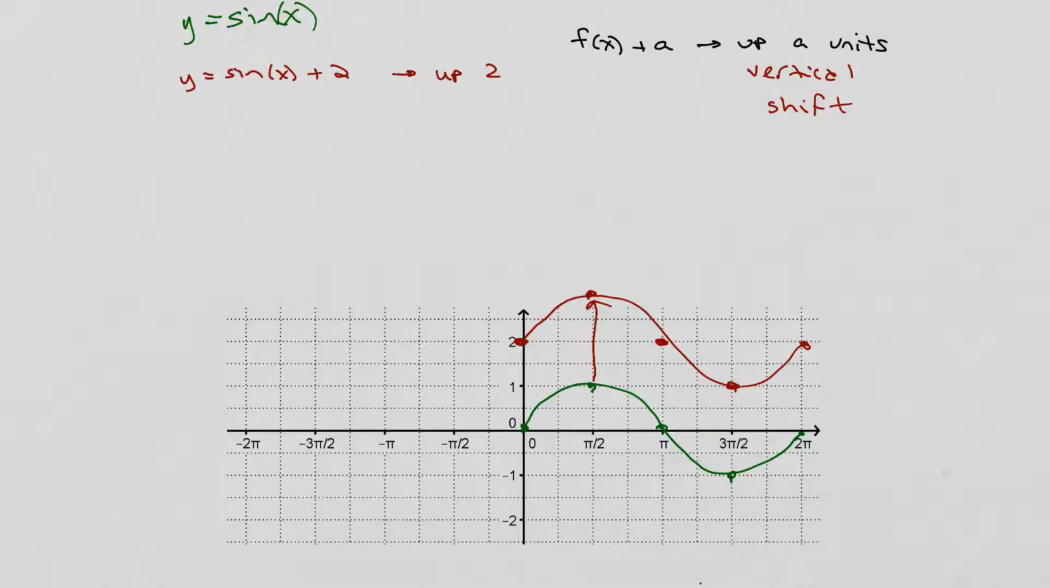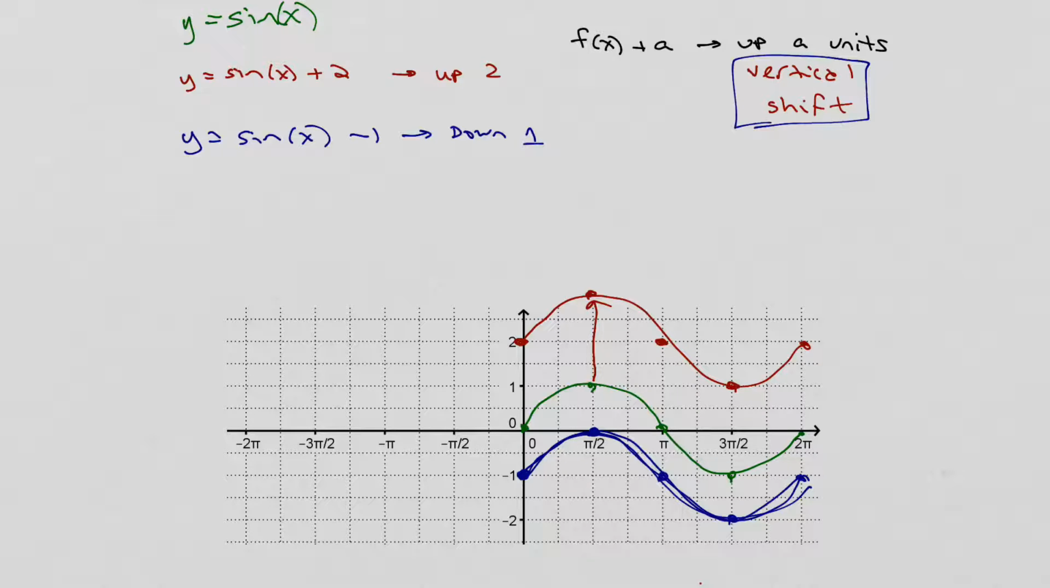On the same token, if I had y equals sine of x minus 1, then we will go down 1 with my function sine of x. So this point 0, 0 gets pushed down here to 0, -1. Pi over 2, 1 gets pushed down to pi over 2, 0. That gets pushed to there, there, and there. And it will look like this thing. So again, that's another example of a vertical shift, but in this case, it was a vertical shift that went down.